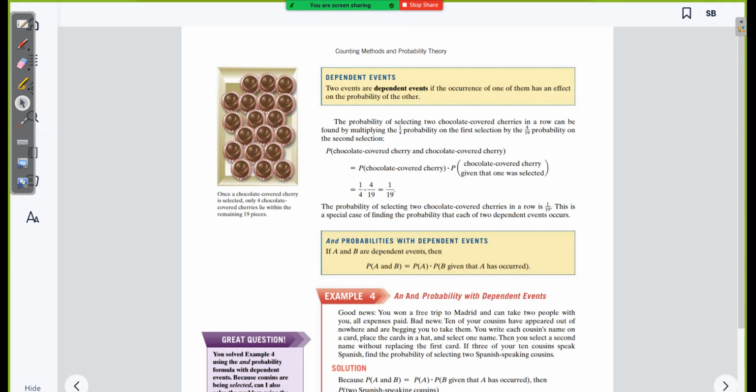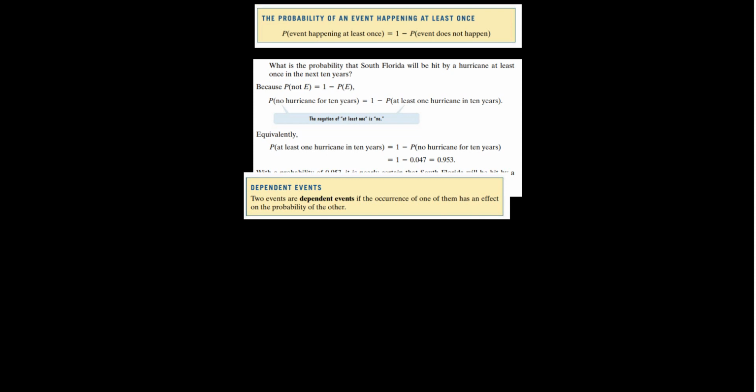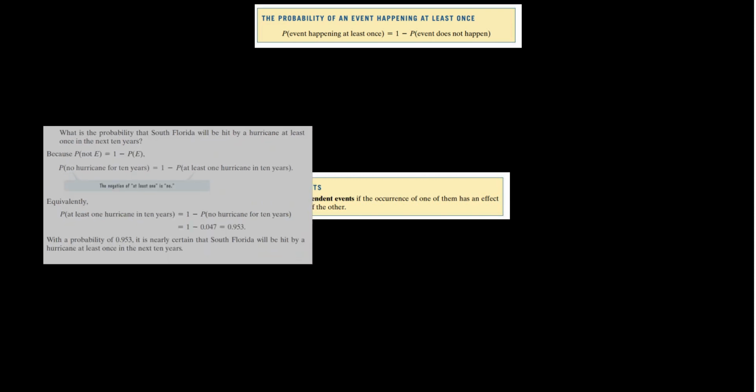All right, so next up we're going to have dependent events and we're going to have and probabilities. So dependent events, well, let's just snip it real quick. I think we can share a page here.